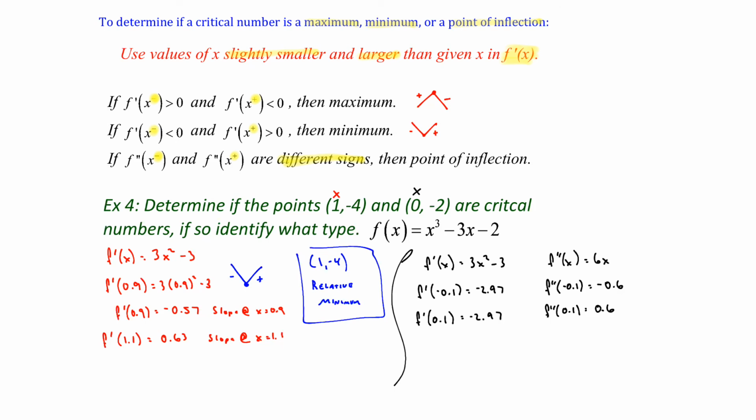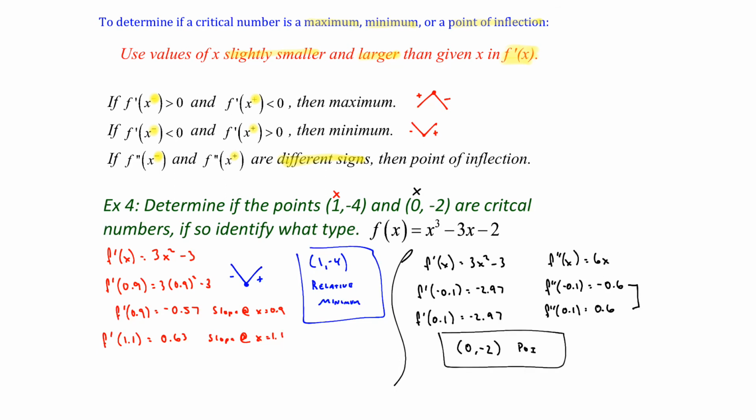So when I plugged in negative 0.1, I got negative 0.6. And when I plugged in 0.1 into the second derivative, I got 0.6. So there's a sign change right there, and that's what it says. If we have different signs, then it's a point of inflection. So we know that the point (0, -2) is a critical point, and specifically it will be a point of inflection.